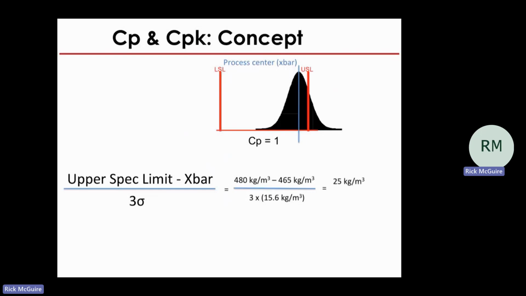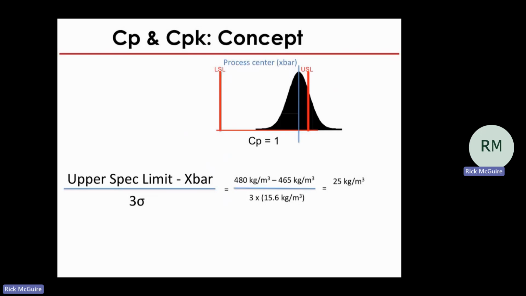That gives me 25 kilograms per cubic meter of distance between the upper spec limit and X bar. So basically my process is centered 25 kilograms per cubic meter away from the spec limit. Essentially, that's also telling me that I have 3 standard deviations of data above that center point. So above 465 kilograms per cubic meter, I have 3 standard deviations worth of data.